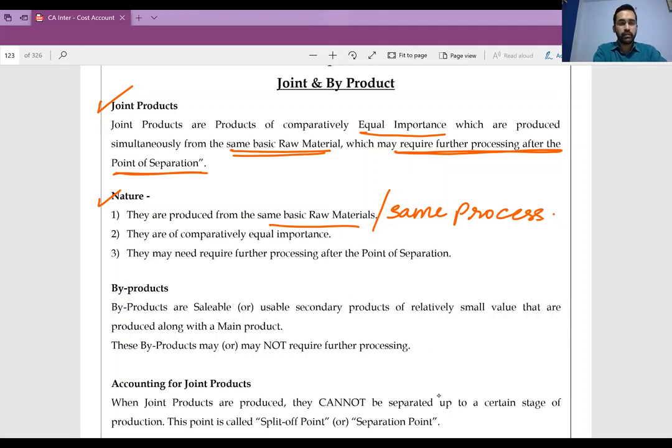They are comparatively of equal importance. They may need further processing after the point of separation. What is point of separation? You will get to know.